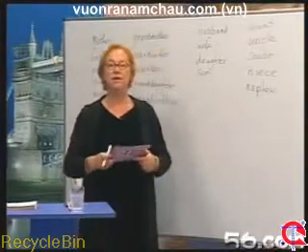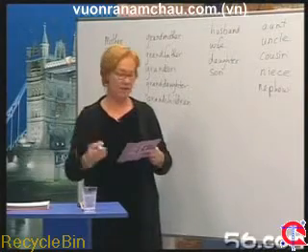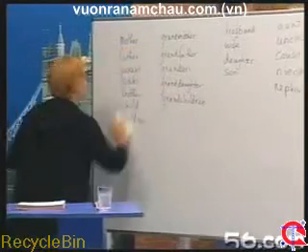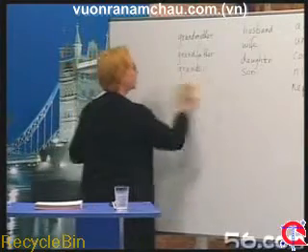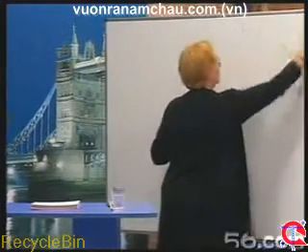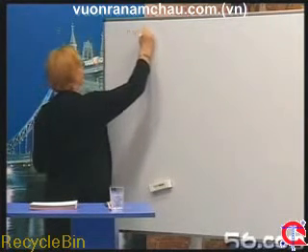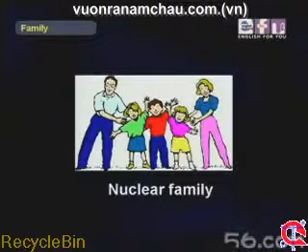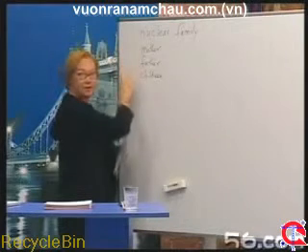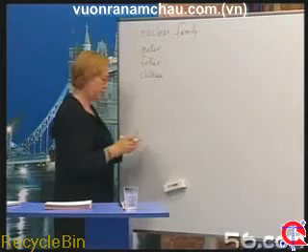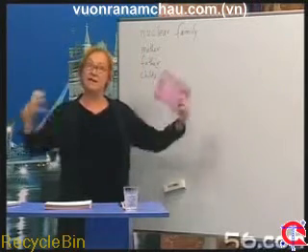Now, we're going to talk about two kinds of families. And this includes all of these. So, the first one is the nuclear family. The nuclear family is usually small. It has mother, father, and children. Mother, father, and children.